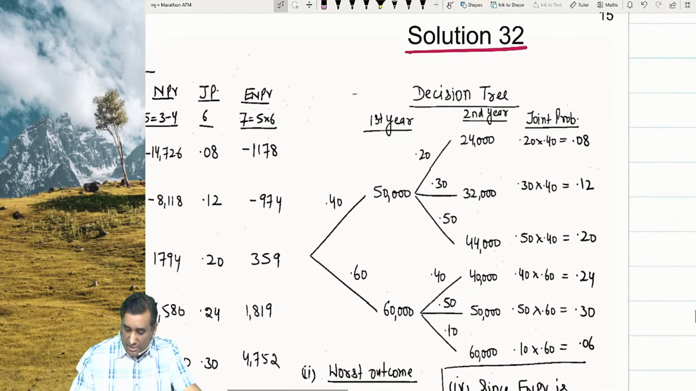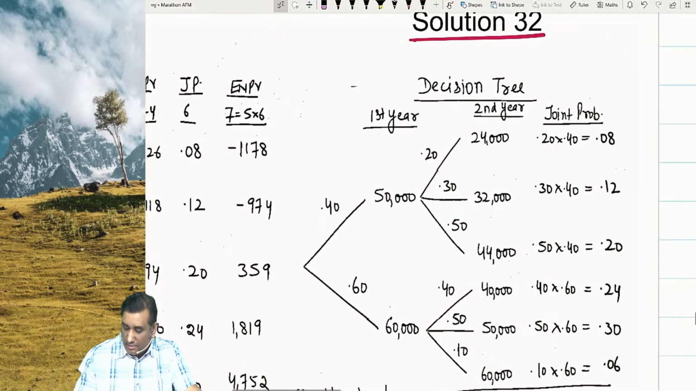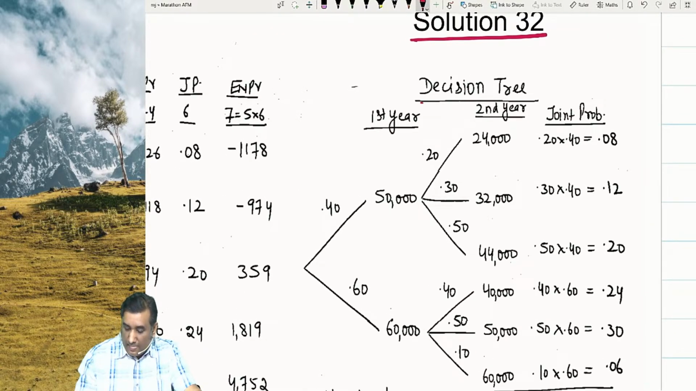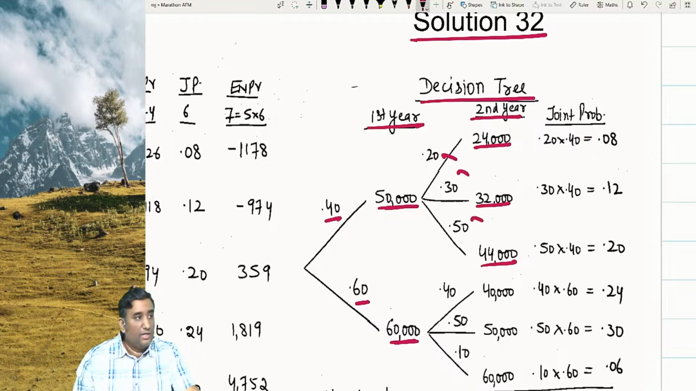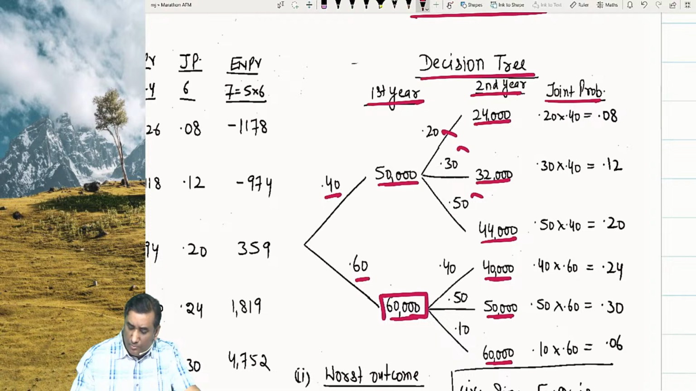If you look at the decision tree, in the first year I'll earn 50, chances are 40, or I'll earn 60, chances are 60. In the second year, either 24, 32 or 44, chances are 20, 30 and 50. The sum of the probability would always be 1. If I earn 60 in the first year, then I would have 40, 50 and 60. Joint probability is the probability of the events happening together.